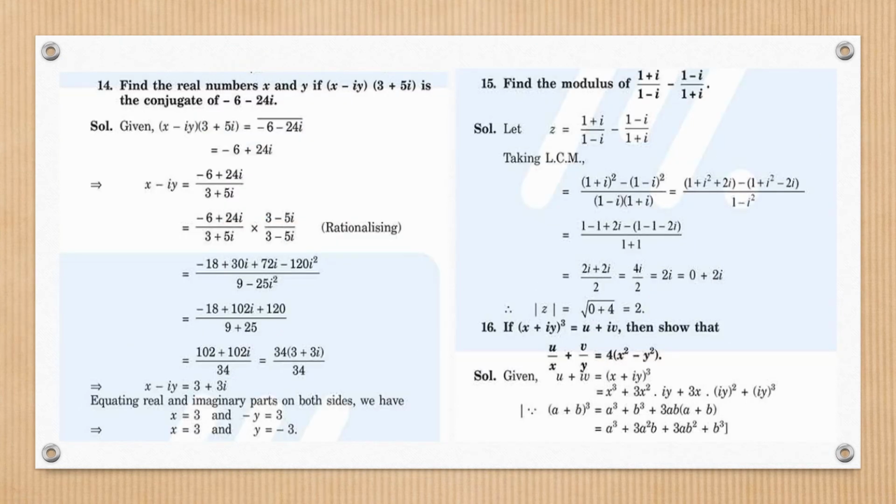Number 14 is find the real numbers x and y, if x minus iota y into 3 plus 5 iota is the complex conjugate of minus 6 minus 24 iota. Complex conjugate and conjugate are one and the same thing, right? So this product is equal to the conjugate of this, that means minus 6 minus 24 iota bar, okay? This product is not equal to this. This product is equal to the conjugate of this, and the conjugate of this number is minus 6 plus 24 iota, right?